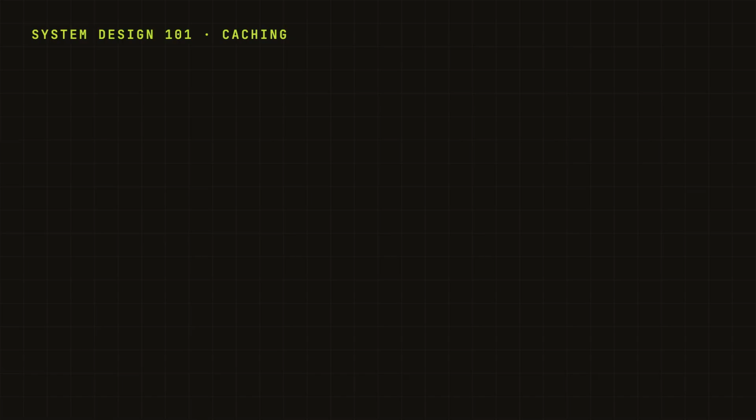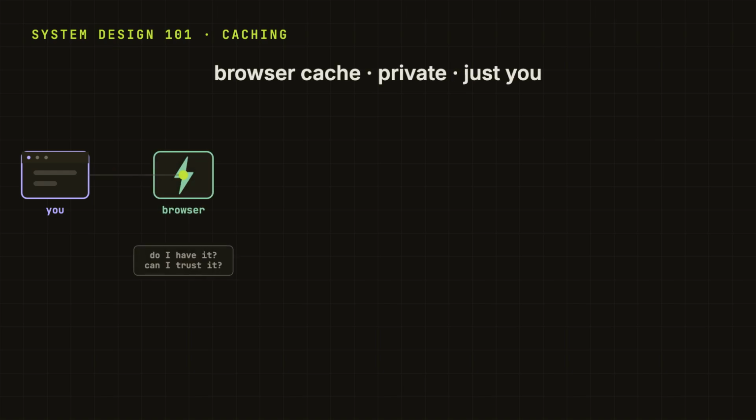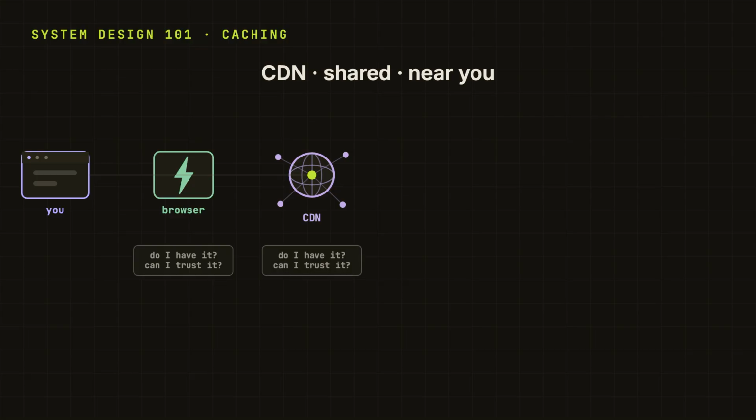Okay, second surprise. It is not one cache. A single request can pass several copies on its way to the answer. Let's actually walk it. You ask for a page. First stop, your own browser cache, right there on your laptop. That is private, just for you. You met that one back in the HTTP video. If it is not there, next stop, the CDN, that shared cache near you from the last video. Still not there, the request finally reaches your app server.